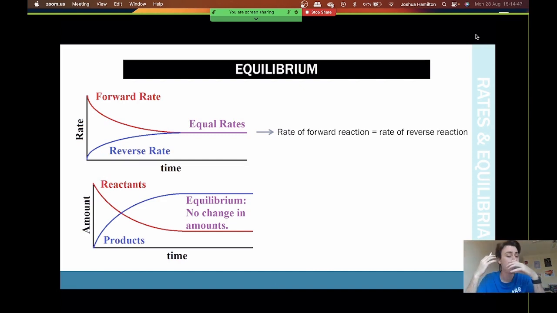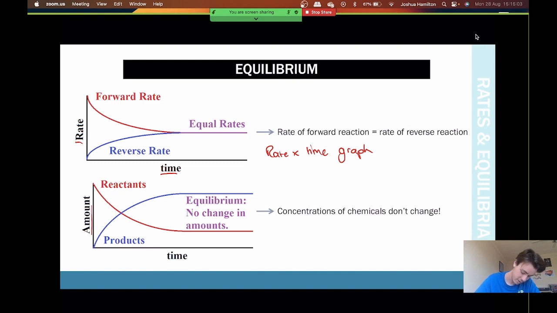Our amount or our concentration, you'll find these as concentration time graphs. So this is what we refer to as a rate time graph. So this is a rate by time graph. This here is a concentration. It says amount, but we're going to say concentration. Concentration by time graph. So these are different. We have rate by time graph, we have concentration by time graph. These are distinctly different, really important.